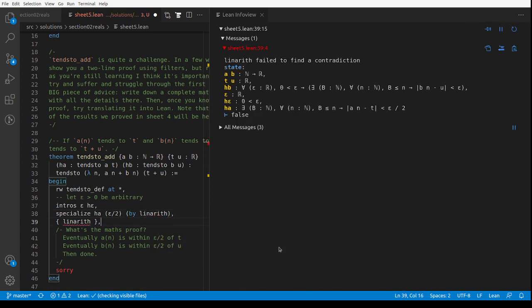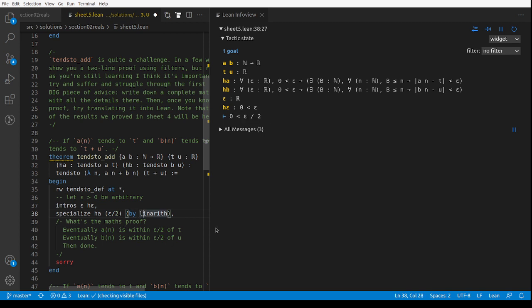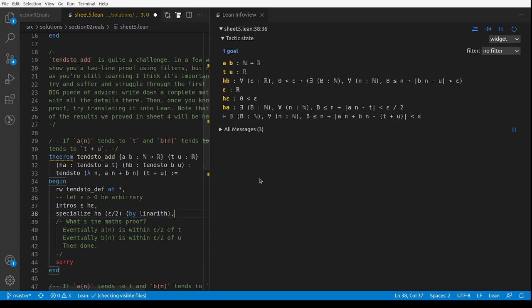There. And now we can get rid of that line. You see, I'm just feeding the tactics straight in. I don't need to have two goals and then one goal. I use by because at this point we're not in tactic mode, and so by puts us back in tactic mode, so we can use a tactic. And what does that give us now?